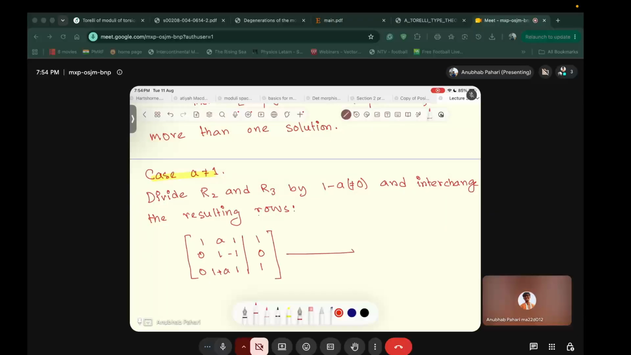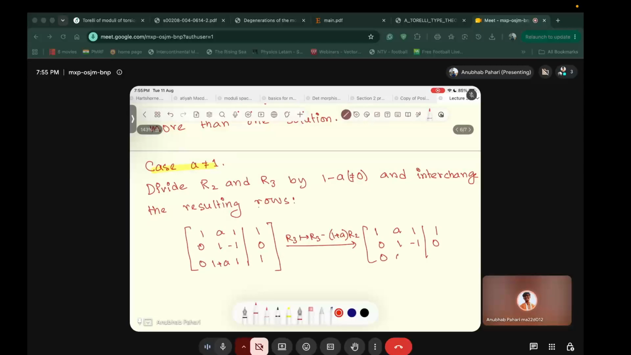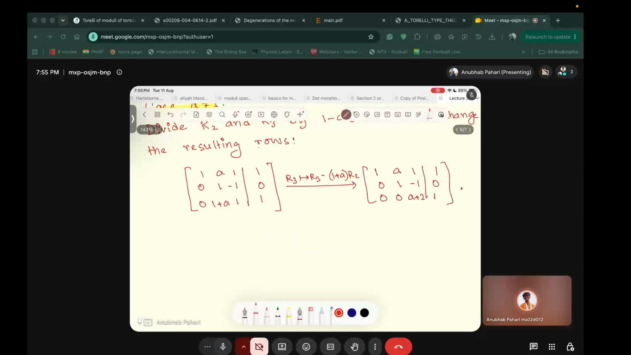And now R3 is replaced by R3 minus 1 plus a times R2, and then you will have 1, a, 1, 1; 0, 1, minus 1, 0; and 0, 0, a plus 2, 1. So this will be our system, and now there are two subcases.